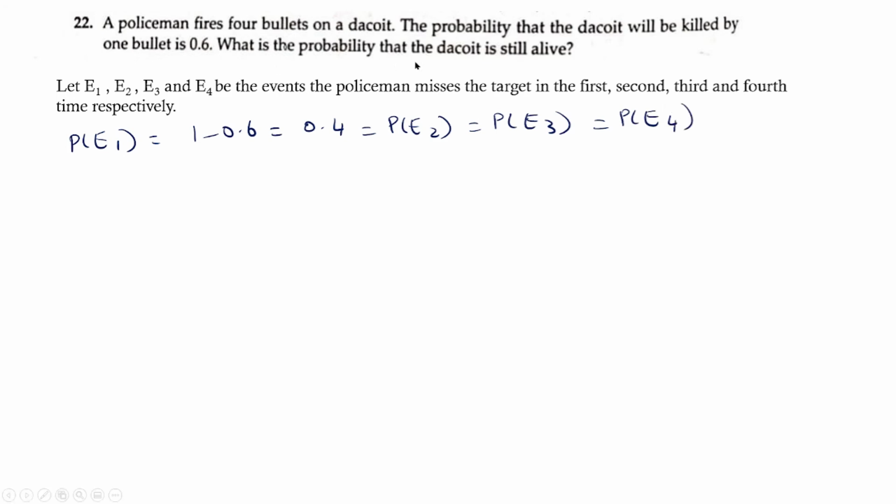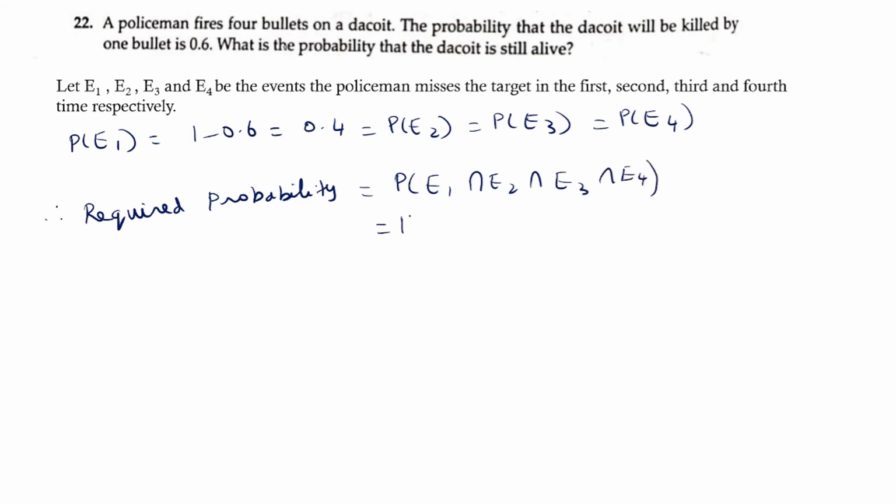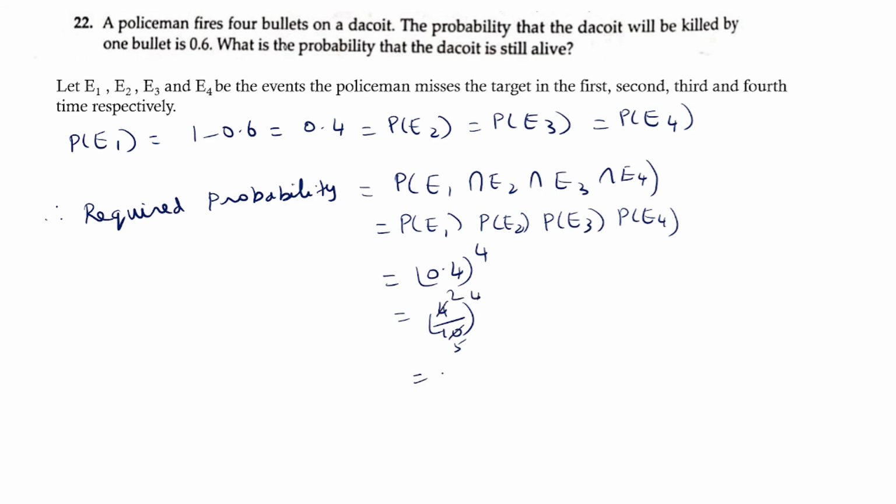Now we need to find the probability that the dacoit is still alive. So the dacoit will be still alive if the policeman misses the target in all these 4 times. Therefore, the required probability will be the probability of the intersection of all these events. So required probability is equal to probability of E1 intersection E2 intersection E3 intersection E4. Now since all these 4 events are independent, this is equal to probability of E1 into probability of E2 into probability of E3 into probability of E4, or it is 0.4 the whole raised to 4. 0.4 is nothing but 4 by 10. So it is 2 by 5 the whole raised to 4, which is 16 upon 625. So the probability that the dacoit is still alive is 16 upon 625.